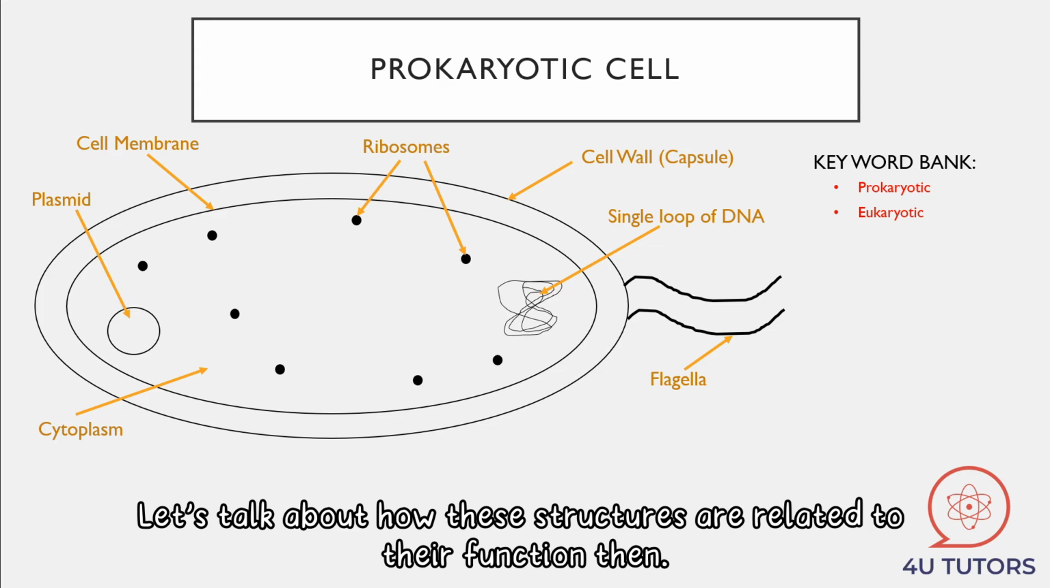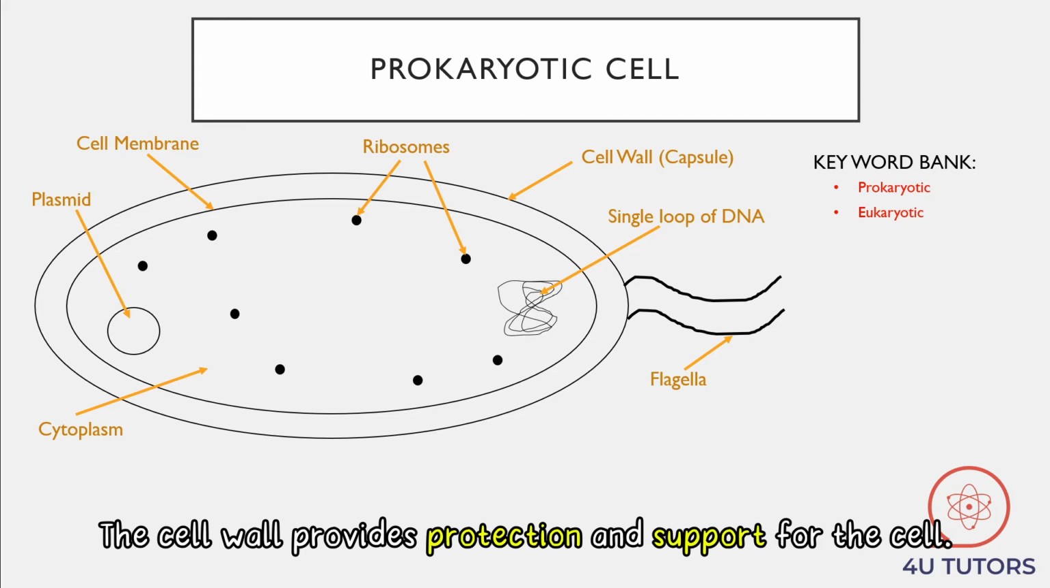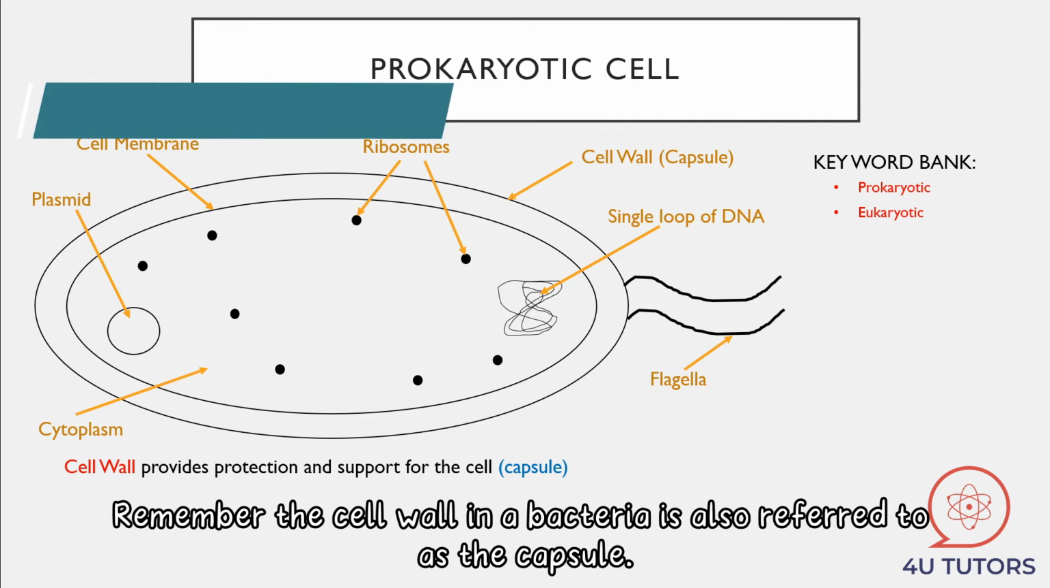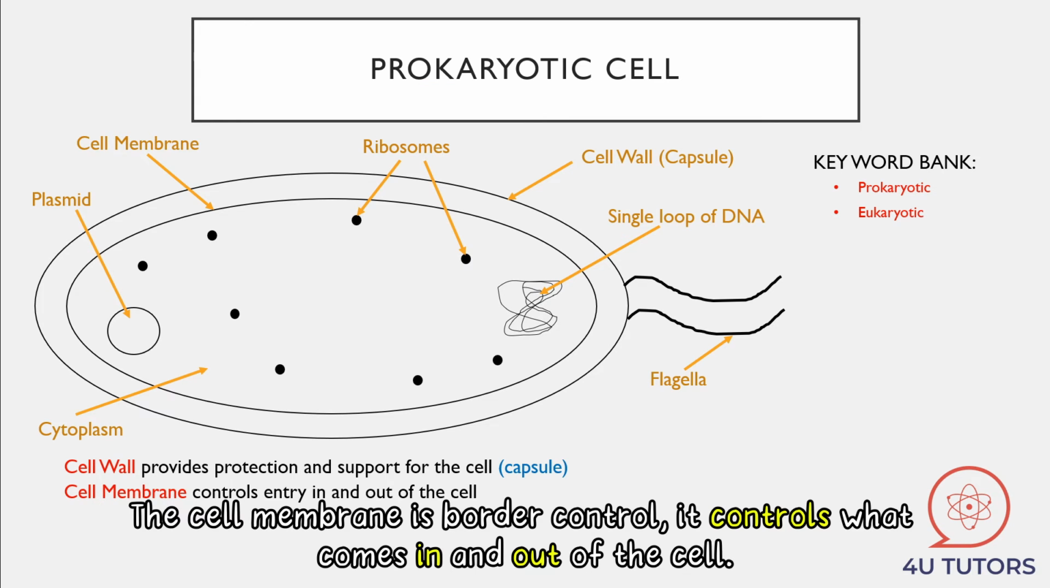Let's talk about how these structures are related to their function then. The cell wall provides protection and support for the cell. Remember that the cell wall in bacteria is also referred to as a capsule. The cell membrane is border control. It controls what comes in and out of the cell.